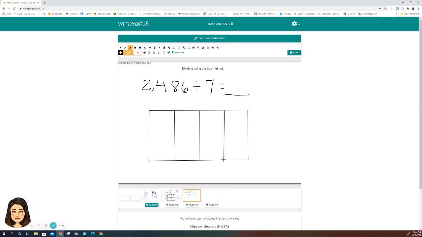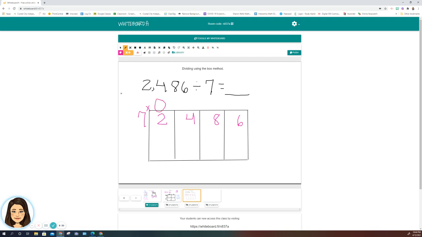Okay, so we are dividing 2,486. Here we are going to write 2,486, and we are dividing by 7. So 7 into 2, we can't. So that is a 0. If I count by 7s, I will not get to 2. I will not get a quotient of 2. So that is a 0.